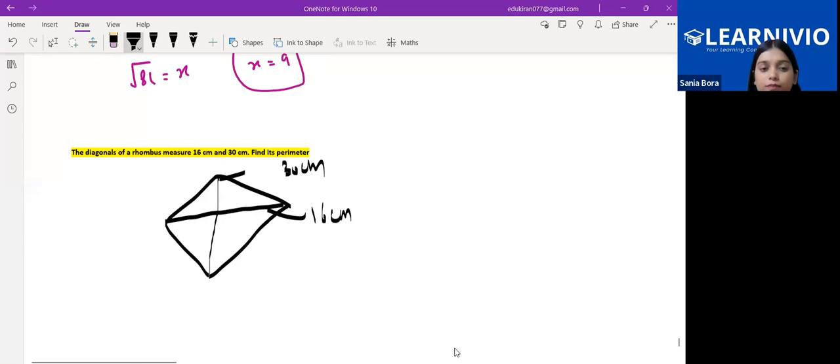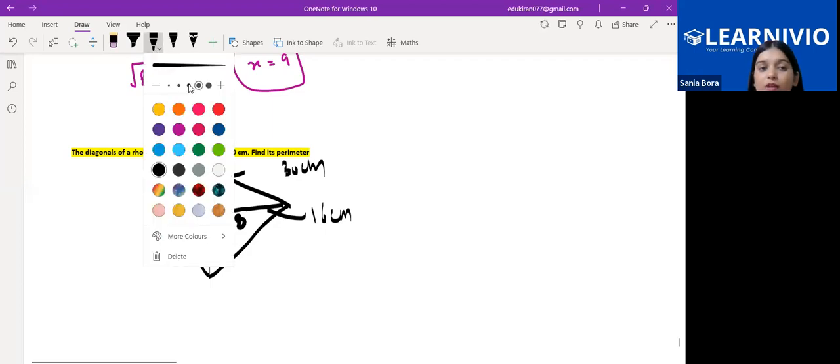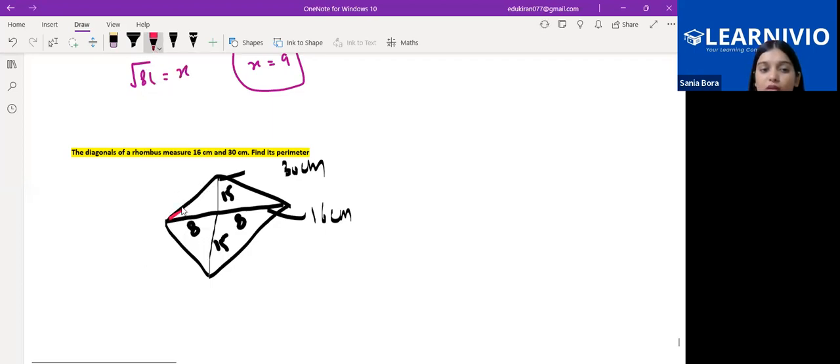Ma'am, should we find the half of 16 and 30? Yes, see, this is 16, so this is 8 and this is also 8. And this one is 30, so this is 15 and this is 15. Now you have to find the perimeter. To find the perimeter, you should know this side, this, this, and this. Only then can you add them and find the perimeter.